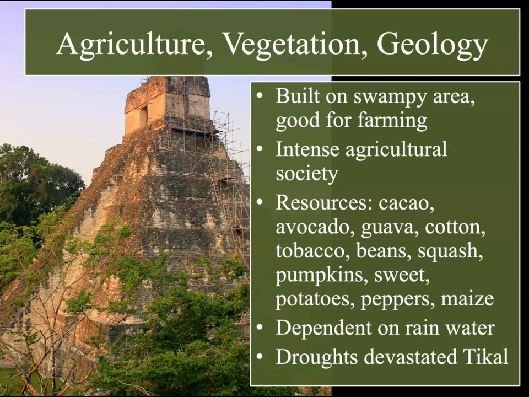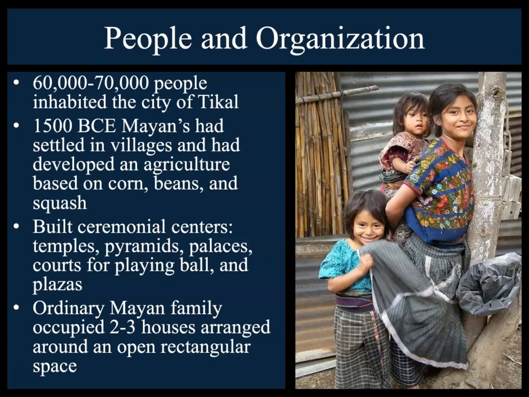In the area for agriculture, vegetation, and geology, they built on the swampy area, which was good for farming. There was an intense agricultural society, as you probably gathered from that video and their use of collection of water. They had resources like cacao, avocado, guava, cotton, tobacco, beans, squash, pumpkins, sweet potatoes, peppers, and maize. It was dependent on the rainwater, and droughts did devastate Tikal. We don't really know why they left the area. It could have been because of a drought or because of disease. We don't know at this point.